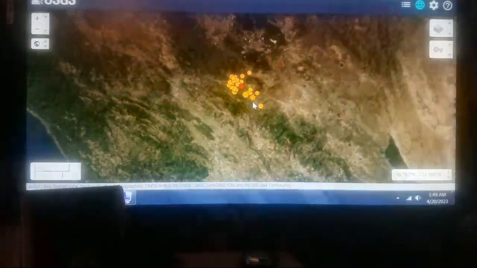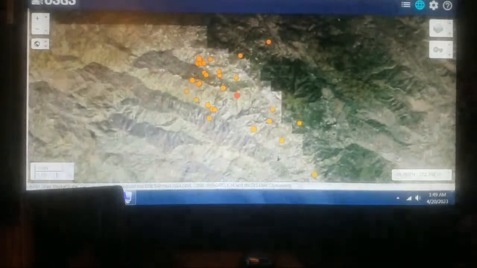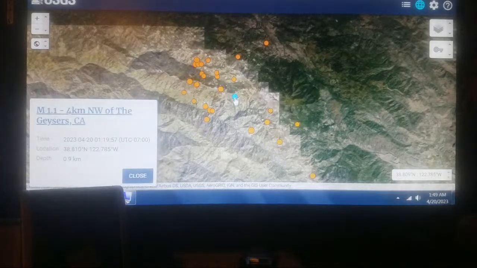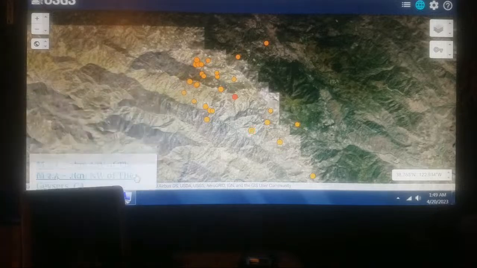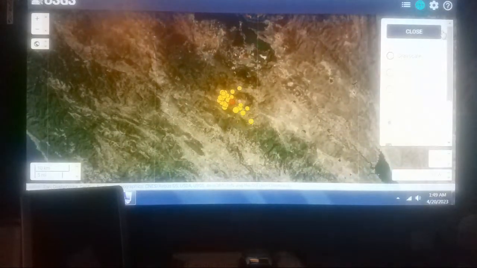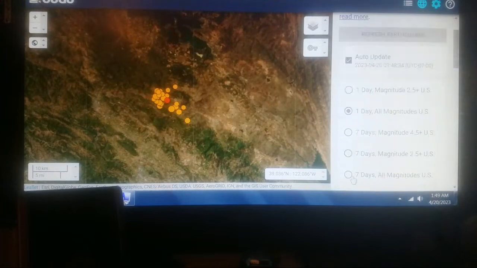So here at our earthquake swarm, it's The Geysers, okay? And you can see today's activity. This is just today's, okay? Our latest one right here seems to be one of the bigger ones. That's a 1.1. This is a 2.4, all right? So they're small quakes, but they are a swarm, okay? And what I want to do is back out of that swarm. Whoops, wrong one. And I want to go 7-day all magnitude for this region.